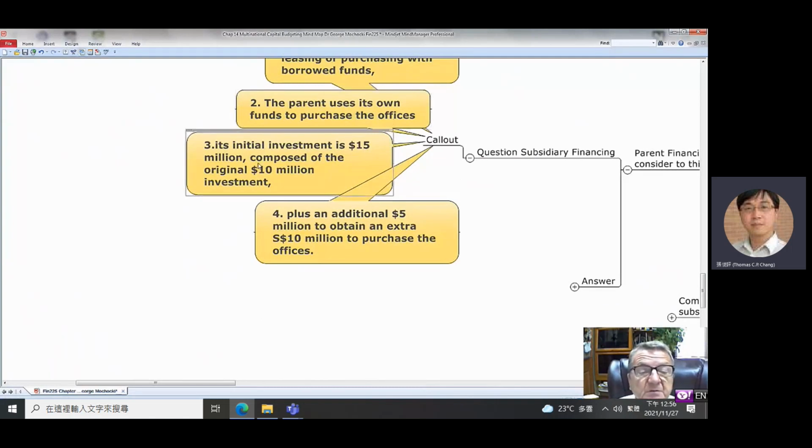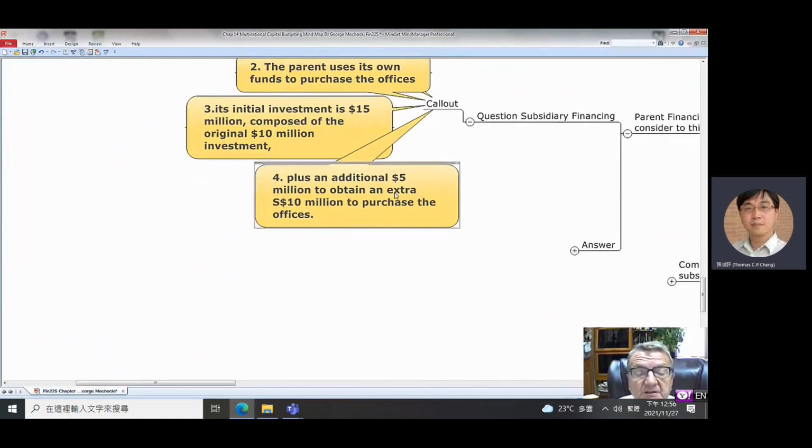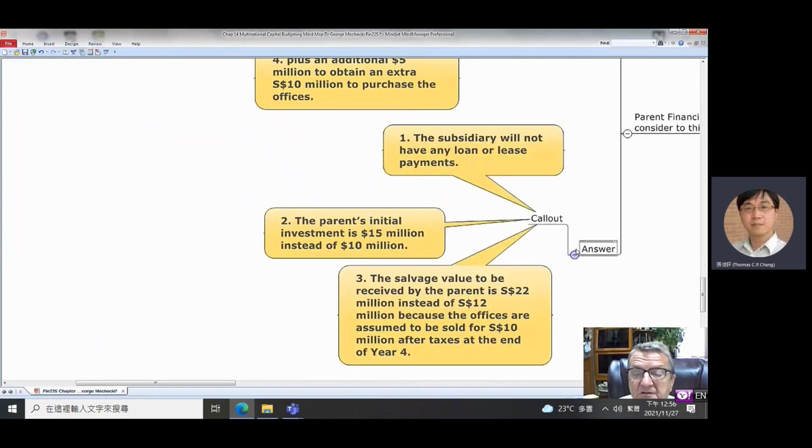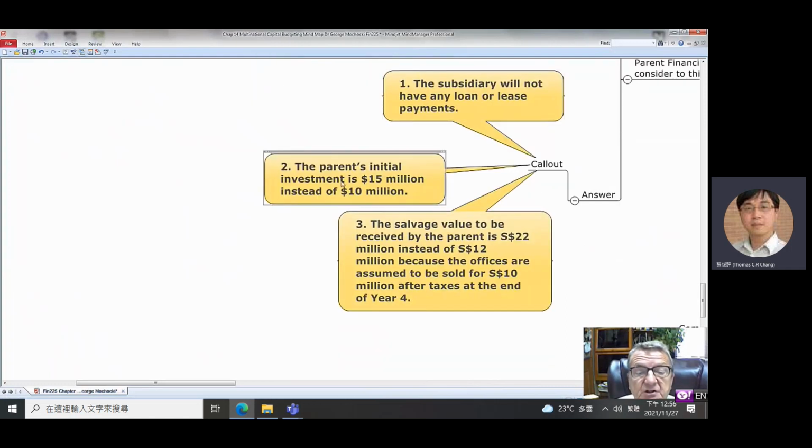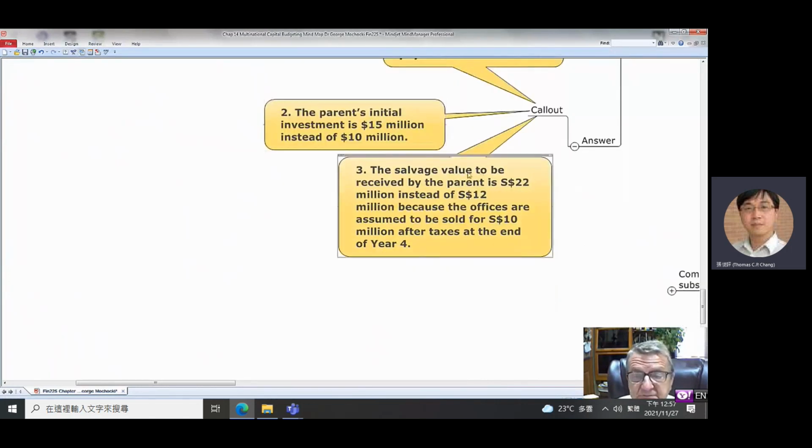Its initial investment is 15 million, composed of the original 10 million investment plus an additional 5 million to obtain an extra 10 million Singapore dollars to purchase the office through the exchange rate. So here's my answer. The subsidiary will not have any loan or lease payments. The parent's initial investment is 15 million instead of 10. The salvage value received by the parent is 22 million instead of 12. Big difference, because the offices are assumed to be sold at 10 million after 4 years.